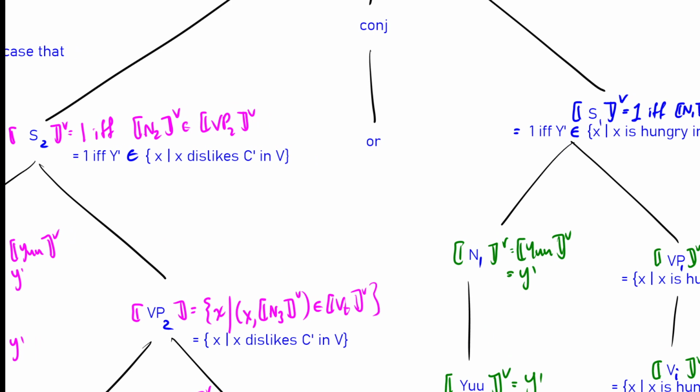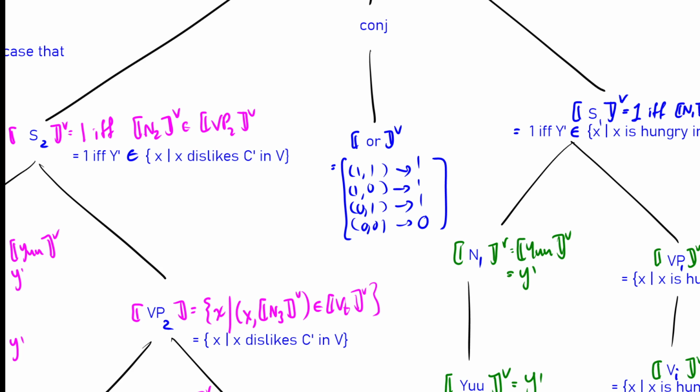So "or" is a connective. Let's do this in blue. Why not? "Or" is a connective. So this is going to be a matrix that takes pairs of truth values and assigns them to a truth value. So we have 1,1; 1,0; 0,1; and 0,0. So "or" is true if either of those are 1. So it's going to be true in the first 3 situations and false in the last.